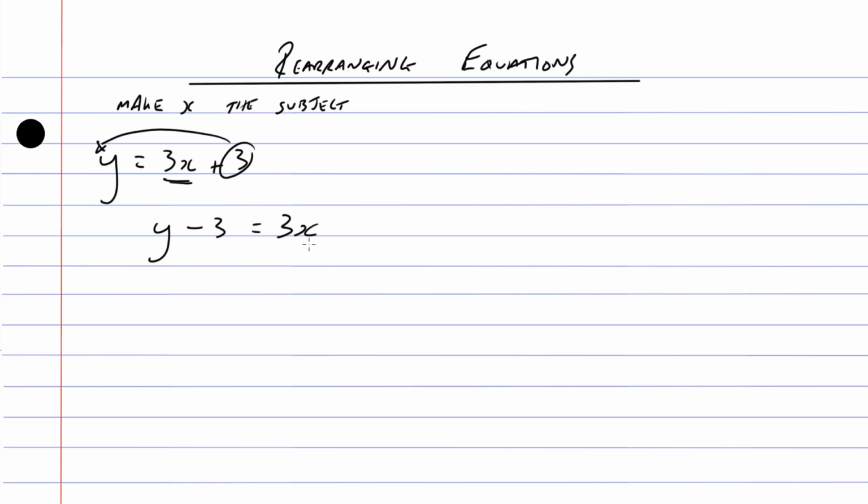Now we've got 3 lots of our answer, but we want 1 lot, so we divide both sides by 3. So the 3 does a swap and drop underneath, leaving x equals y minus 3 all over 3.